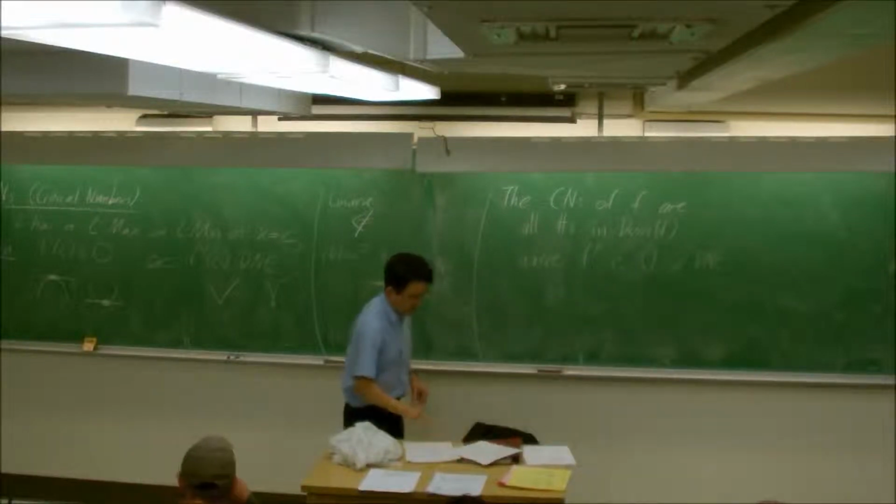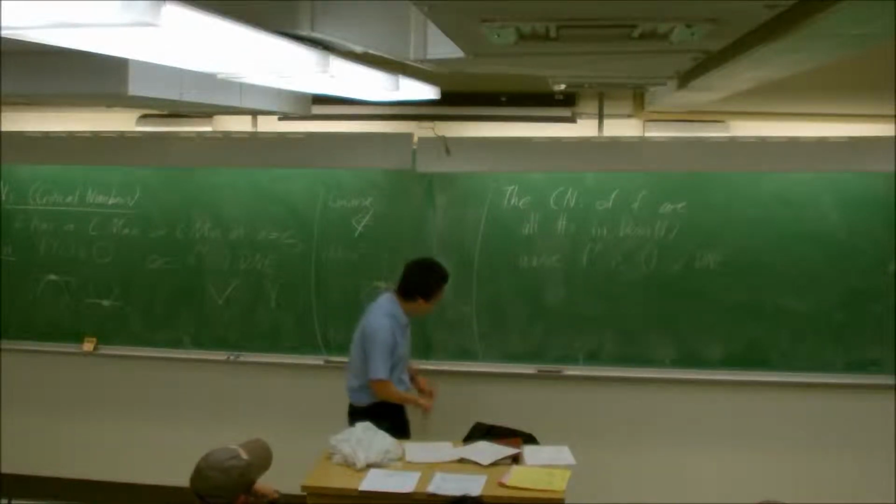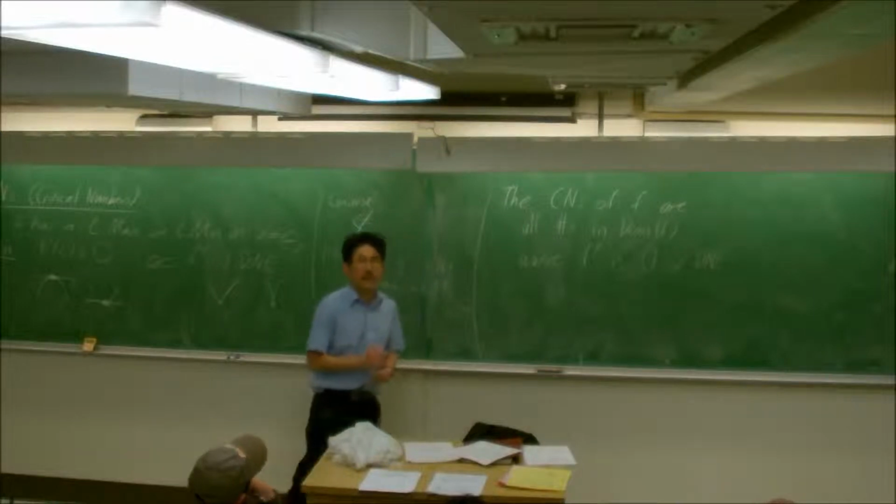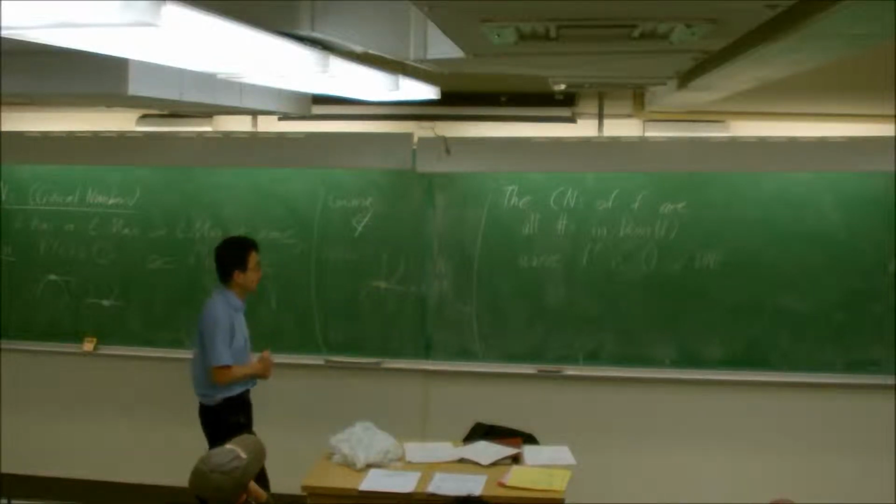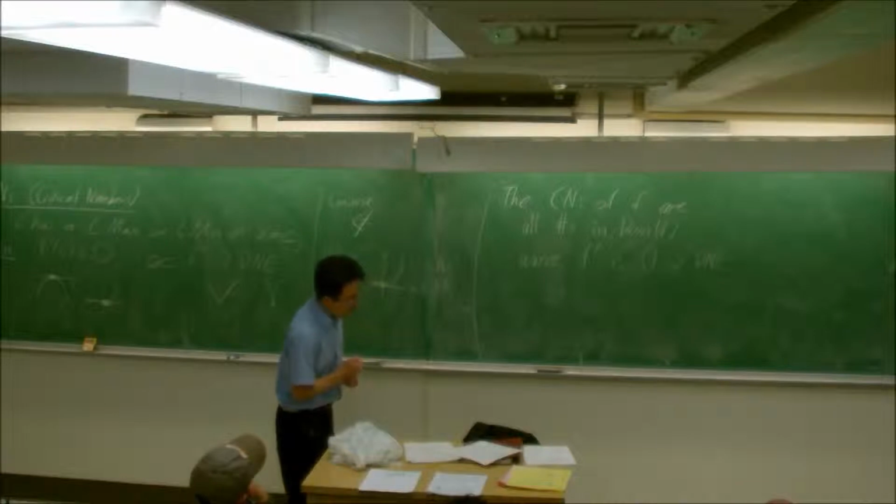The critical numbers of f are all the numbers in the domain of f. And don't forget that. They have to be in the domain. There has to literally be a point there, where f prime is either 0 or DNE.